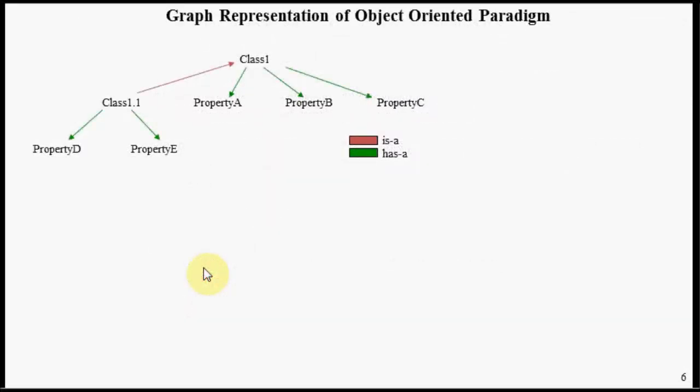The object-oriented paradigm can be represented as a graph problem. So here we have a class called class 1, which has properties A, B, and C, and a has-a relationship between the class definition and its associated properties. We also have another class here called class 1.1 with properties D and E. And we see a relationship between these two nodes, an is-a relationship, meaning that class 1.1 is a specialization of class 1.